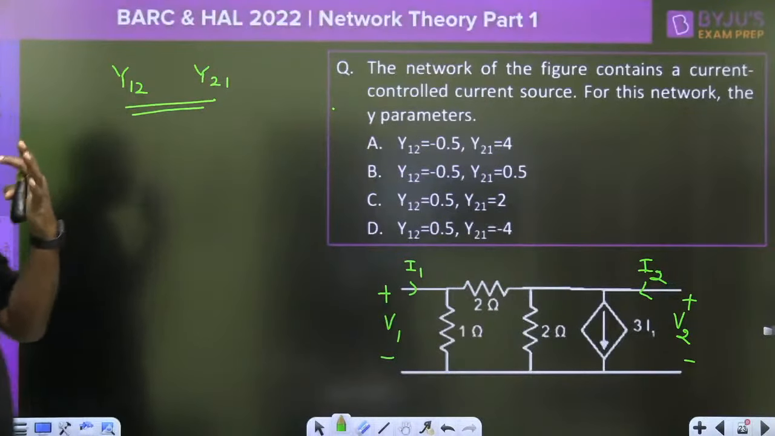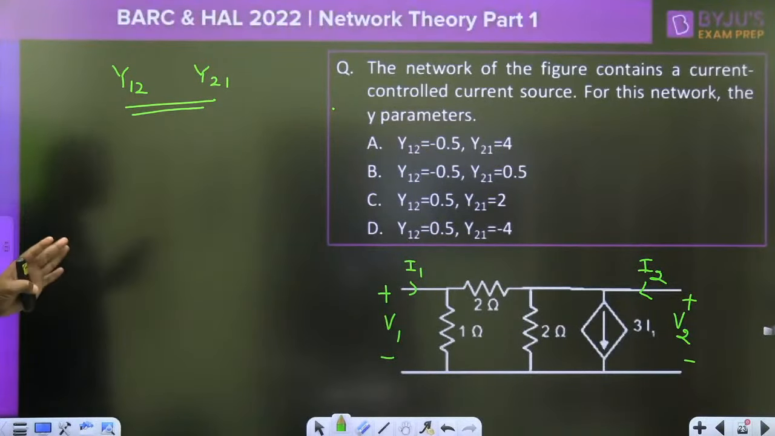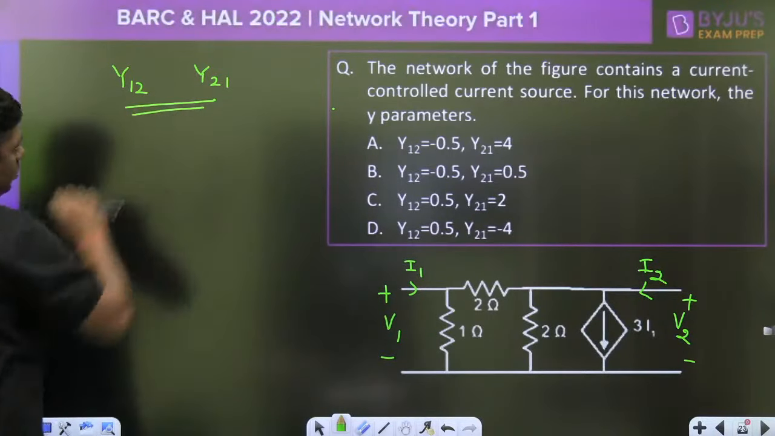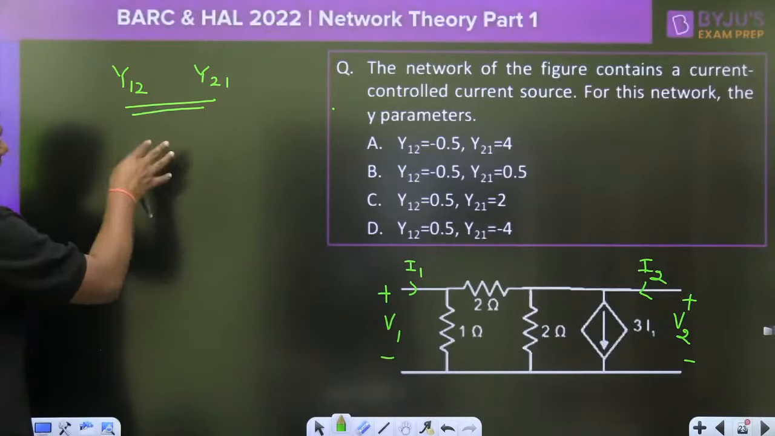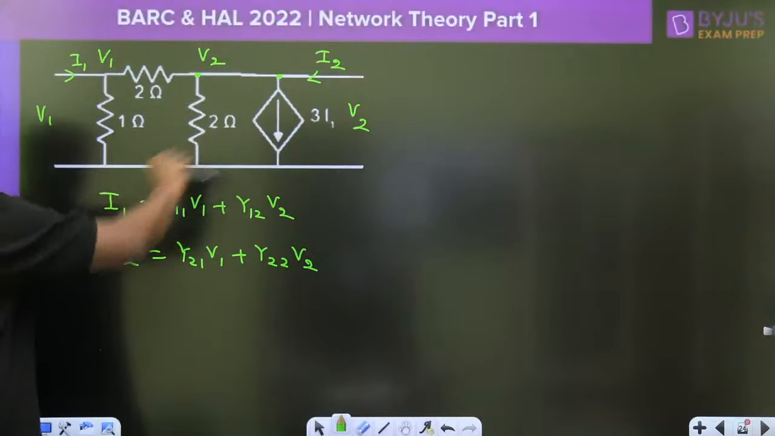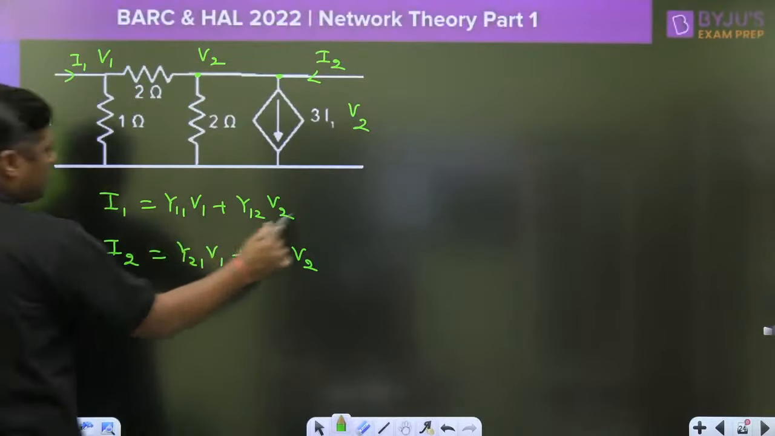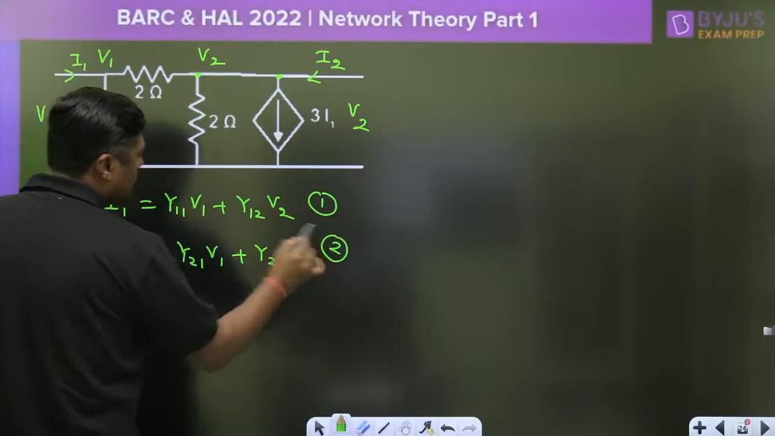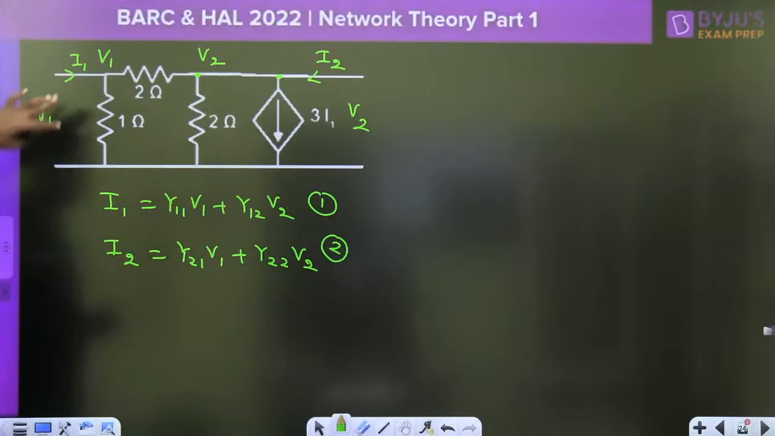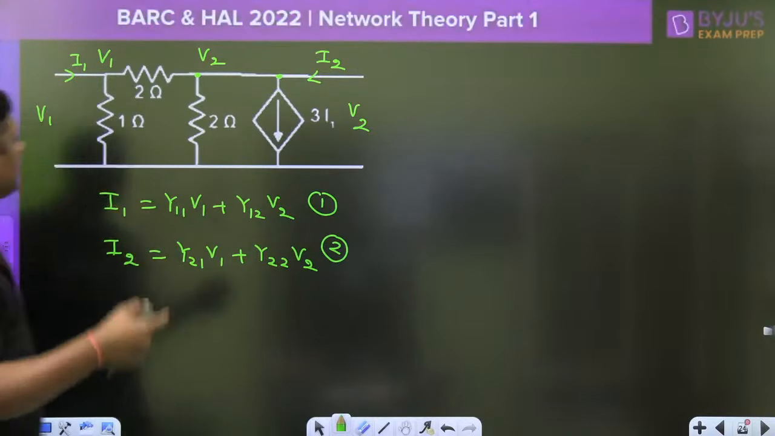The network of the figure contains a current controlled current source. For this network, the Y parameter will be. Y12 is not equal to Y21, because we have the dependent source, so we have to calculate it. Very simple method, right? You can apply nodal analysis at this point, and you will get the direct answer.